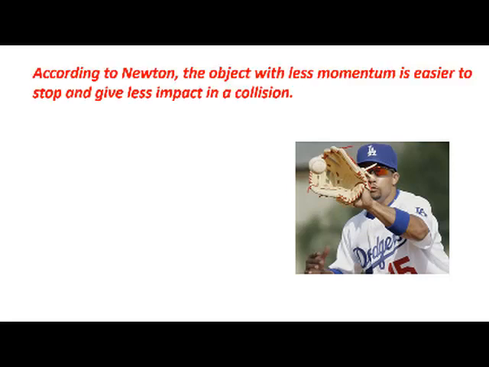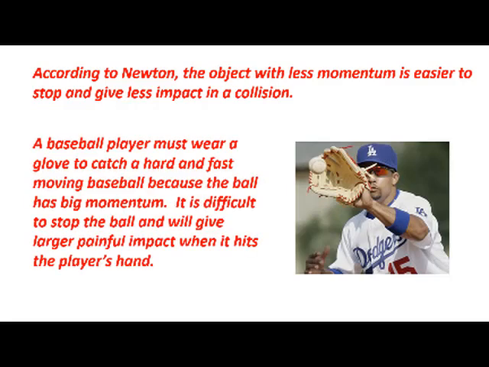In the picture, a softball player is wearing a glove. According to Newton, the object with less momentum is easier to stop and gives less impact in a collision. So a baseball player must wear a glove to catch a hard, fast-moving baseball because the ball has big momentum. It is difficult to stop the ball, and it will give a larger, painful impact when it hits the player's hand.